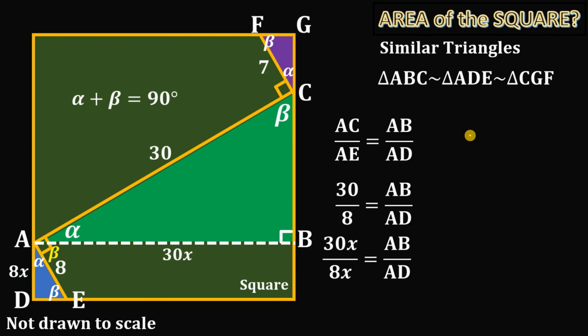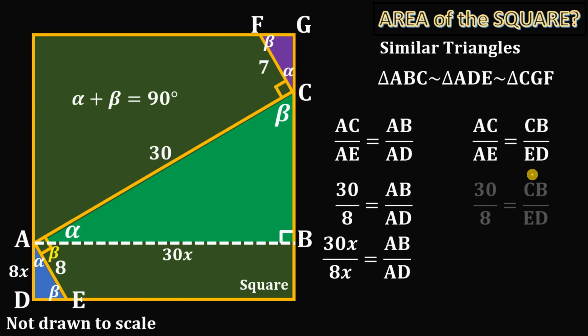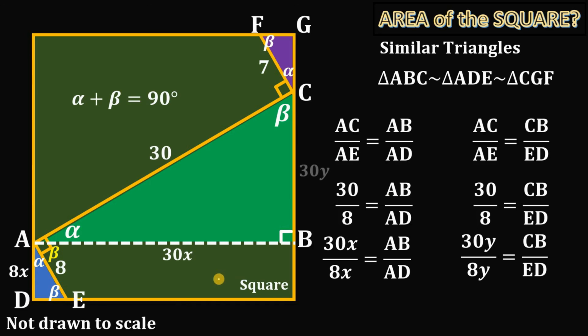Now, using the same concept and the same similar triangles, we can say that AC over AE equals CB over ED. This will result to CB over ED equals 30y over 8y. So this CB is 30y, and this DE is 8y. Now, using the same concept, we can say that this GC is 7x and this FG is 7y.